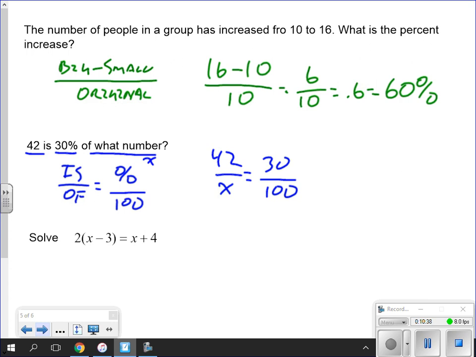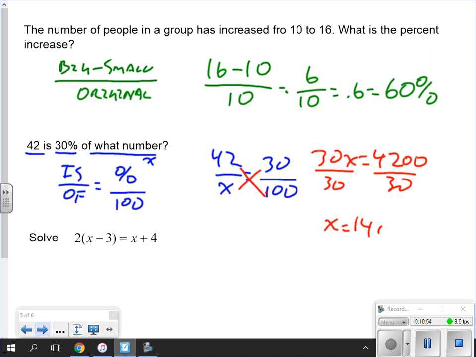And how do you solve? Once again, you cross multiply. X times 30 is 30x. 42 times 100 is 4200. Just put 2 zeros on the end. Divide both sides by 30. X equals 140.